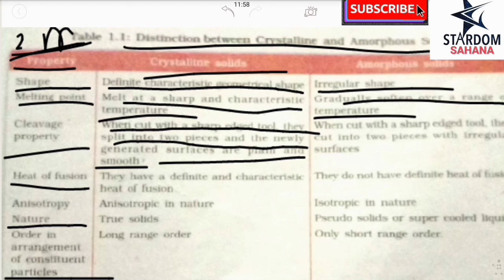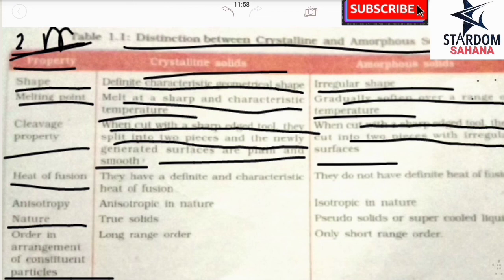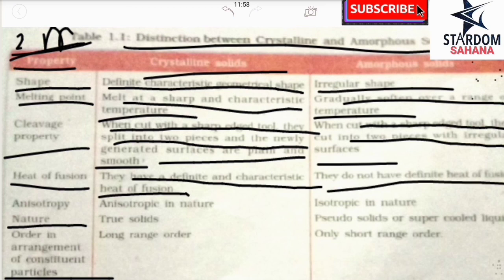But amorphous solids, when you cut with a sharp edge tool, such as a knife, cut into 2 pieces with irregular surfaces. When you cut powder pieces, you find different irregular surfaces. Heat of fusion, that is solid to liquid: crystalline solids have a definite and characteristic heat of fusion, whereas amorphous solids do not have a definite heat of fusion.